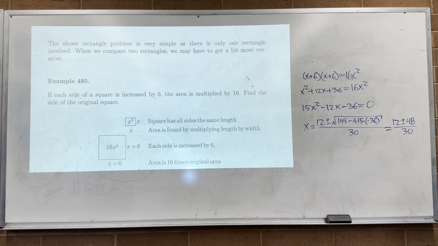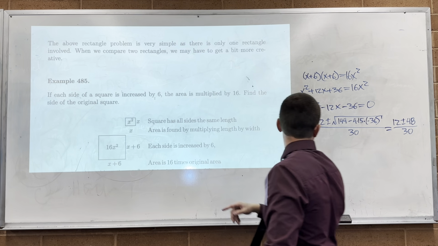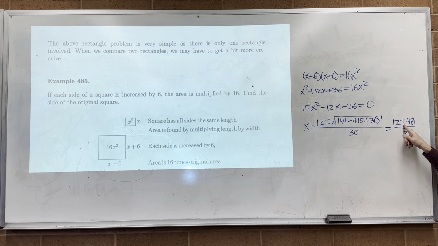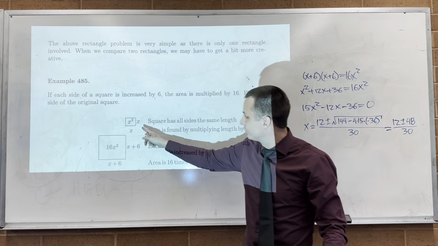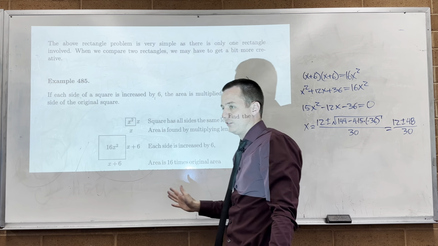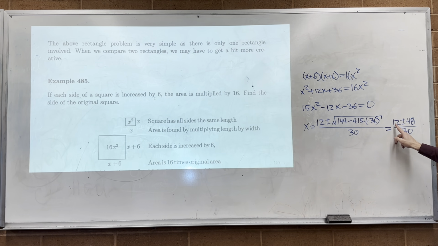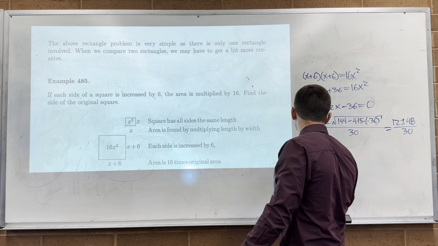Now we're talking about a distance here, and so obviously we don't care about the negative case, because if I do 12 minus 48, I get a negative number. There's no such thing as this square actually having negative dimensions. So I only care about the positive case here. So what's 12 plus 48? 60 divided by 30 is 2. So x equals 2 is our answer.